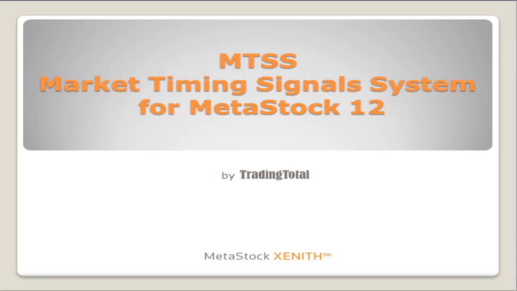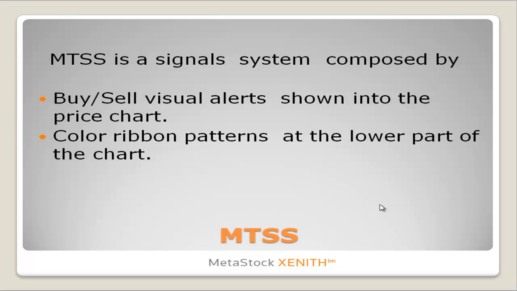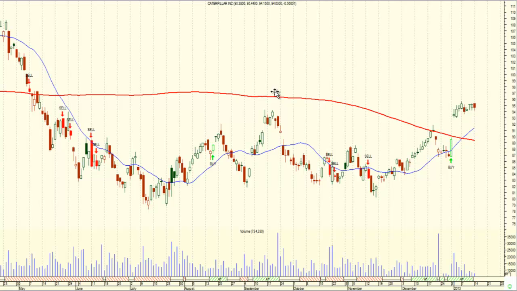I am Trading Total CEO, and I would like to present our MTSS market timing signal system today. Our MTSS is a signal system for MetaStock 12. The MTSS is a signal system composed of two components. Component number one is the buy and sell visual alerts shown on the price chart. And the second component is a color ribbon pattern at the lower part of the chart. Let me show you what we're talking about.